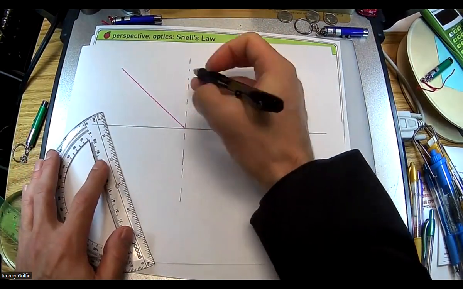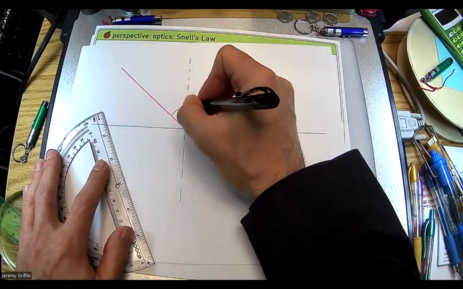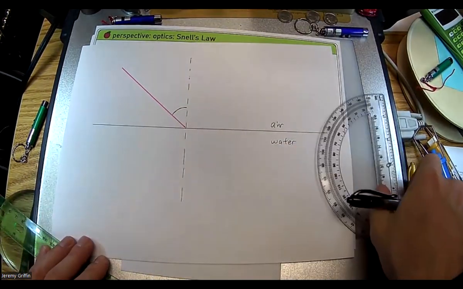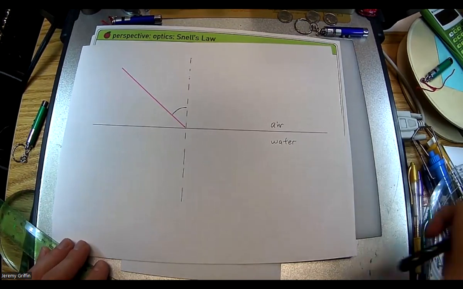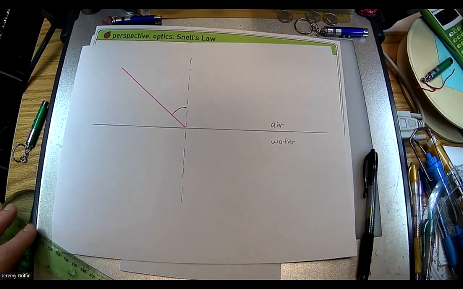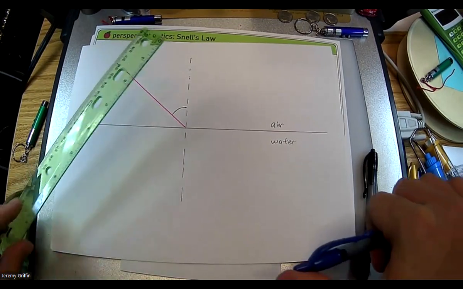Okay, so we're going to measure. This right here could be called the angle of incidence, or just the angle on the side of the air. Notice I'm measuring with respect to that normal line. Now, what about when that light enters the water? What happens? Let's do what Paul Hewitt did. Look at these wave fronts.